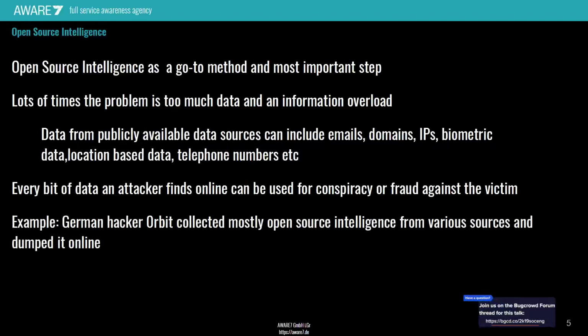And just as an example of how OSINT looks, I used the German hacker Orbit, who collected mostly open source intelligence from various sources and then dumped it online. At least that's what the BKA, the German Federal Police, said during their investigation, that a lot of the information put out was either open source intelligence or it was simply a lie. And so this is the current major case on open source intelligence, at least in my opinion.